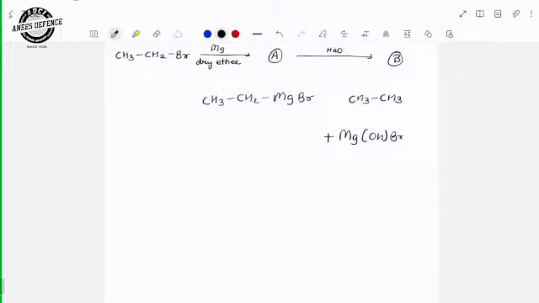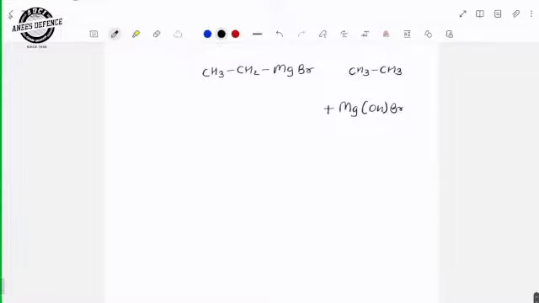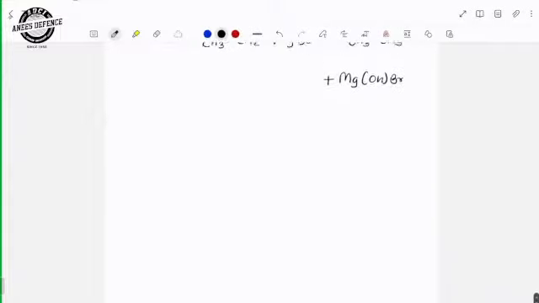The next reaction is very much simpler. It is also a reaction with metals only, and that name reaction is Wood's reaction. The next name reaction is Wood's reaction.